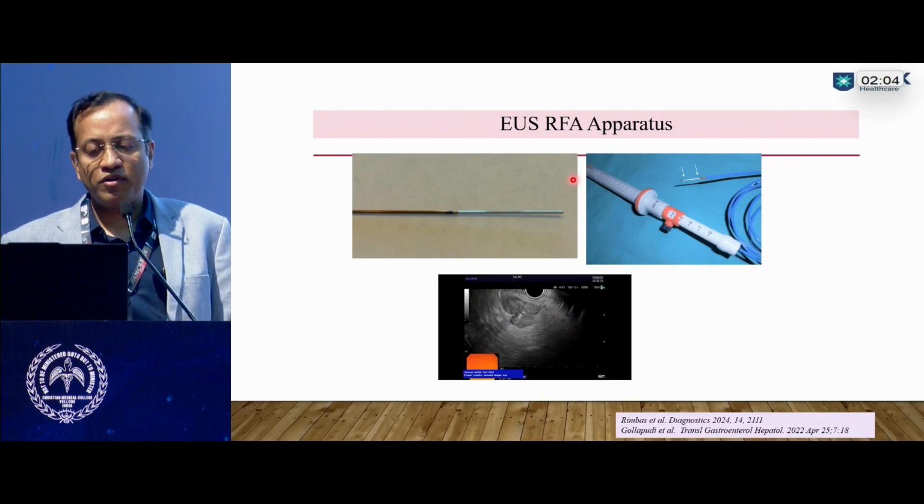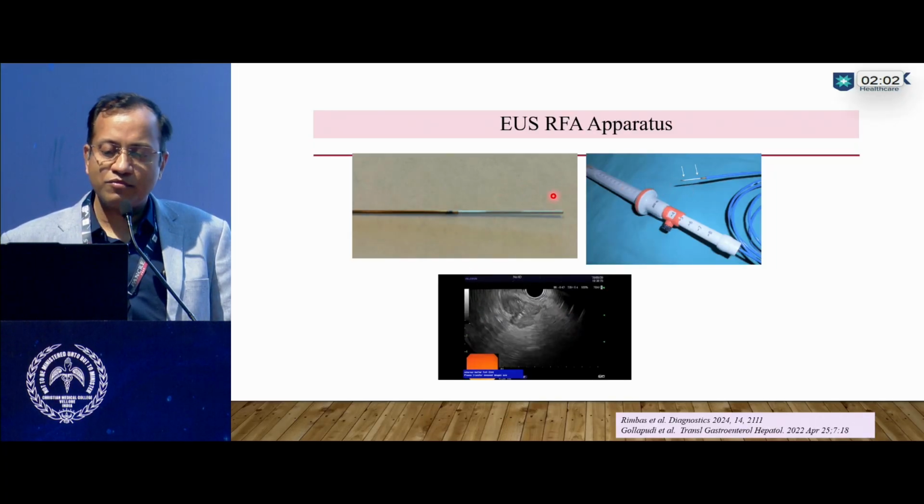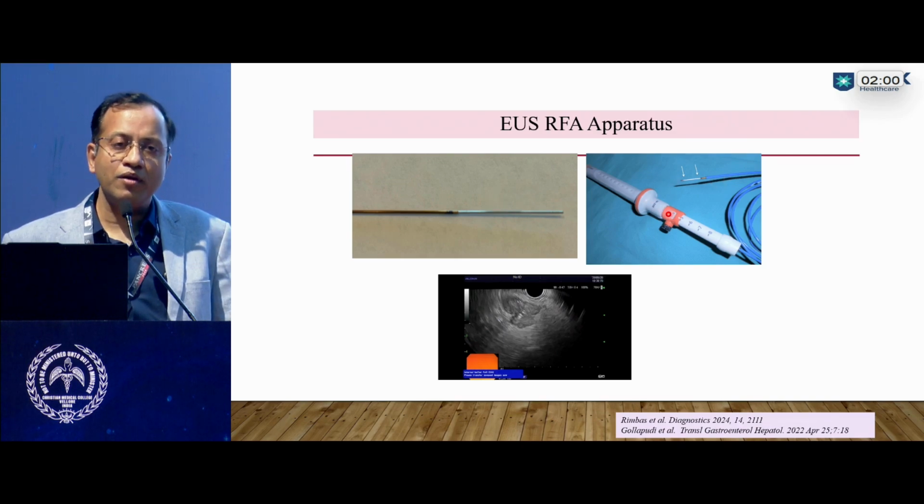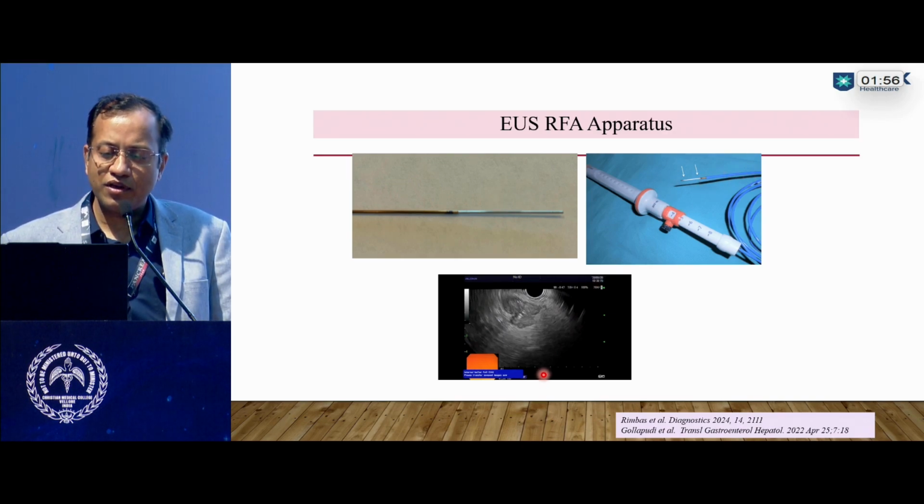So 2 probes are available. One is the Habib probe, and the second is one that can be passed through a needle. Another is the needle-based probe, 19G needle. So we go inside the lesion and ablate, and so I think it's not working.